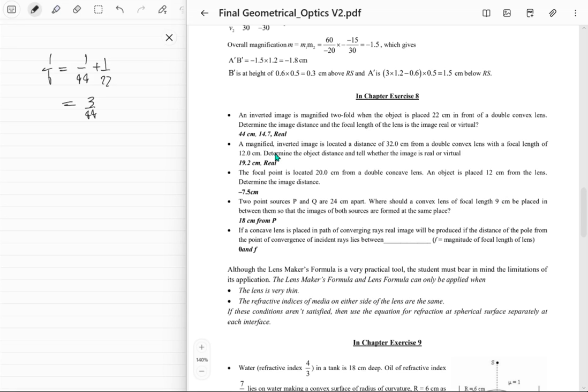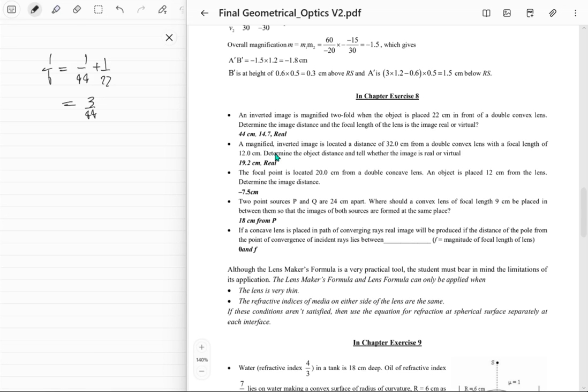A magnified inverted image is located at a distance of 32 centimeters from the double convex lens with a focal length something. Determine the object distance and tell whether the image is real or virtual. Oh, it's the same. I think double convex is just a normal convex lens, or maybe an equiconvex lens. Does it really matter? It's just a convex lens. A magnified inverted image, so once again, M is negative. So that means it's a real image.